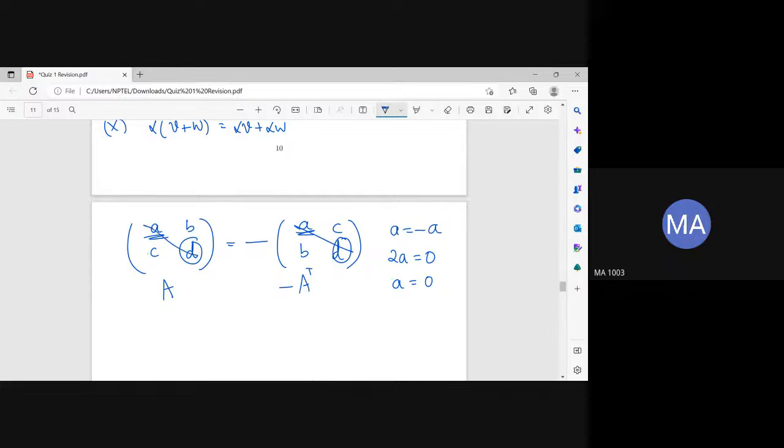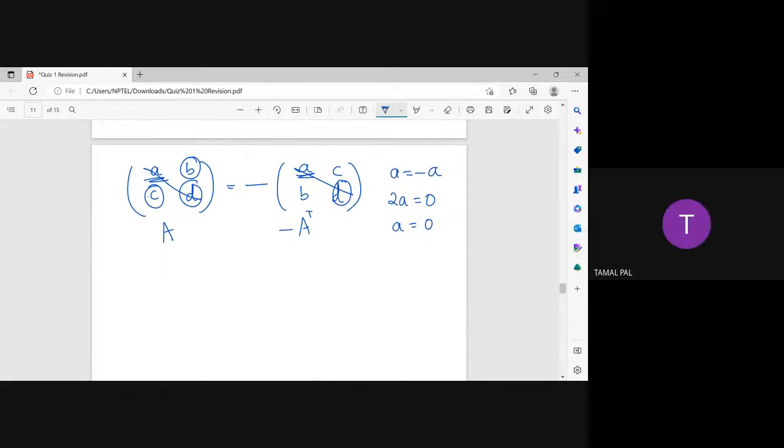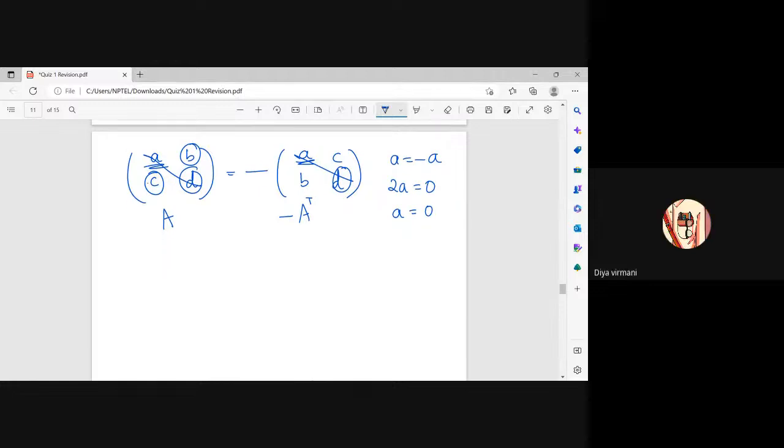Actually, you're getting rid of those two, and then this should be minus of this. So done. You just need one element. Ma'am, all diagonal entries will be 0, right? Yes, if it is a skew symmetric matrix, all diagonal entries should be 0. Ma'am, can you please explain it one more time?